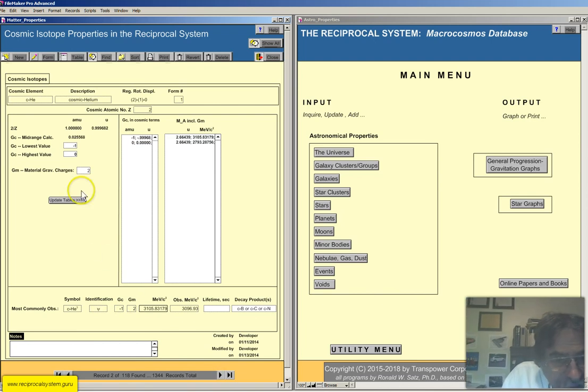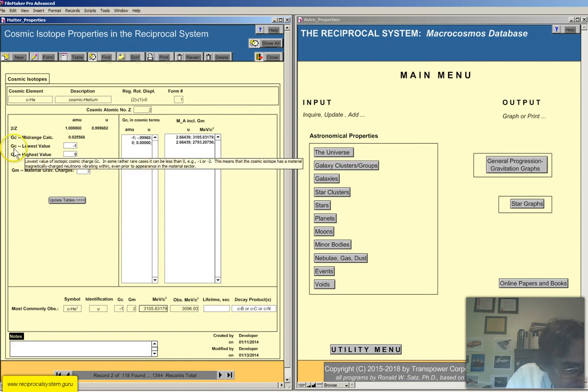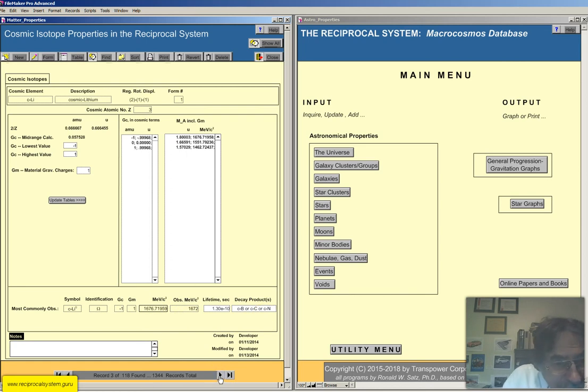So I'll go to the next one. Here's cosmic helium. Pretty much the same stuff you saw before. I will note here that G sub C can be a minus number. It doesn't have to be positive. Again, material gravitational charges. This is another psi particle, but the G sub C and the G sub M are different. So we get a different value of 3105 MeV per c squared. And then this can decay to cosmic boron or cosmic carbon or cosmic nitrogen. And here's cosmic lithium. Again, -1 to 1.